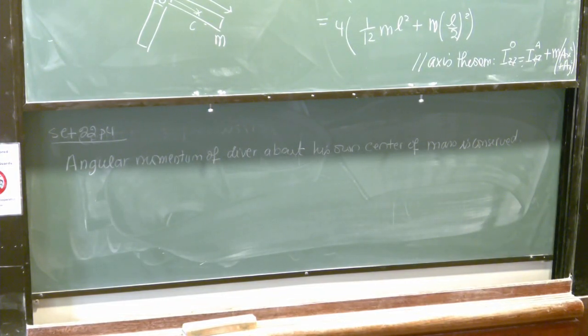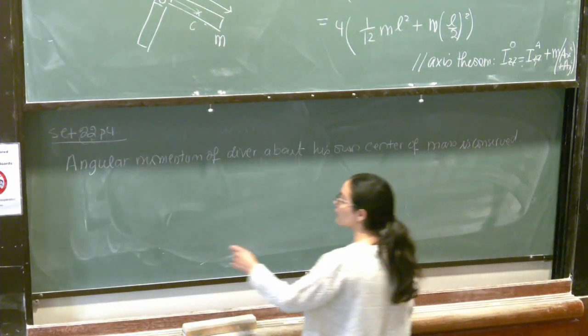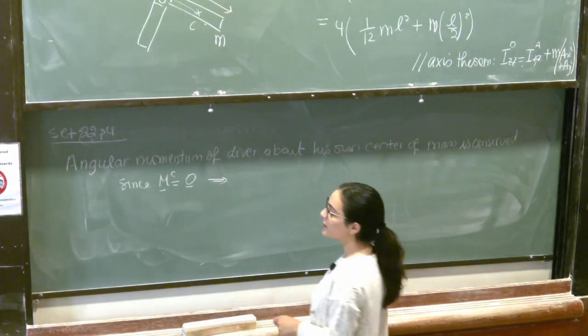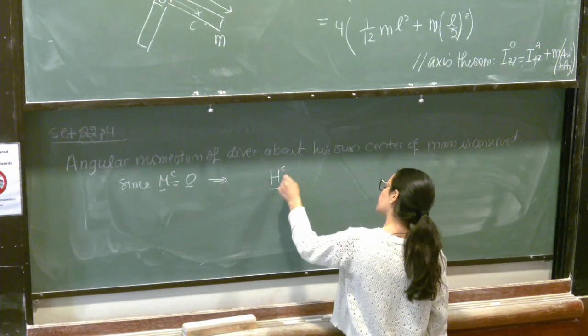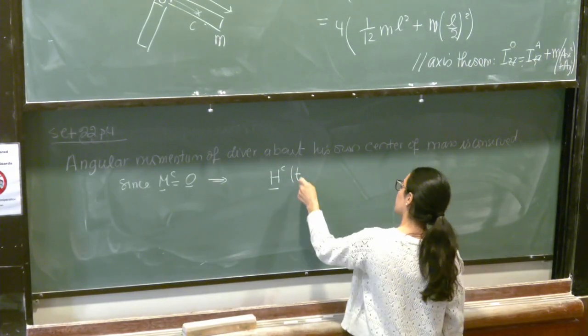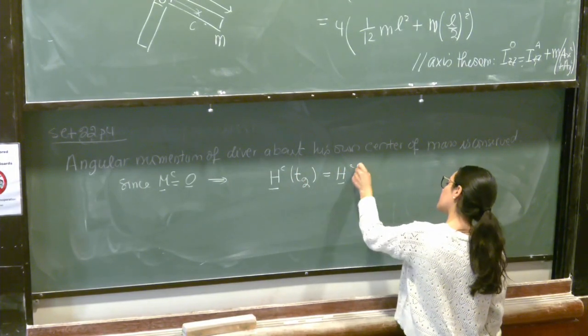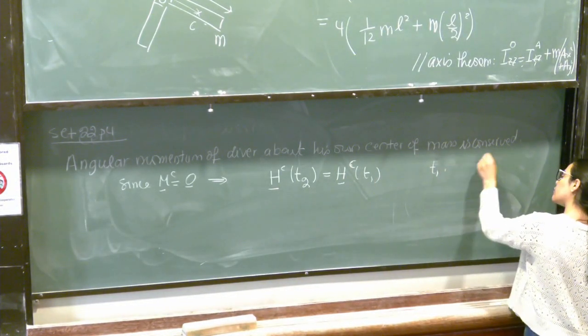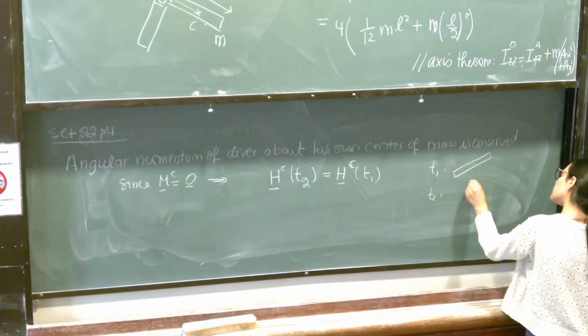So if I were to draw the free body diagram of the diver, what is the only force acting on the diver? The weight, right, which passes through his center of mass. Then it doesn't provide any resultant moment about the center of mass. And there are no couples. So the angular momentum is conserved since M_C is equal to 0. Then we get that H_C at T2 is equal to H_C at T1. We can take T1 to be when he's fully extended and T2 when he's rolled up.